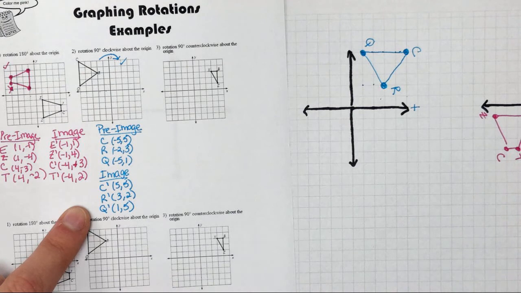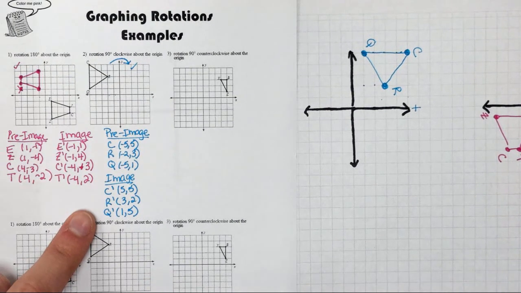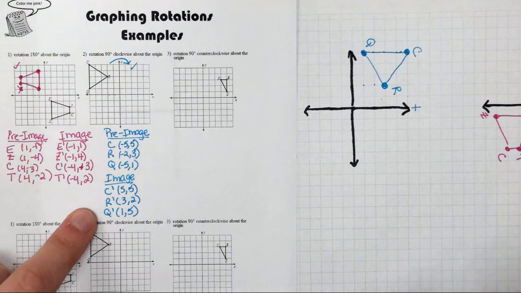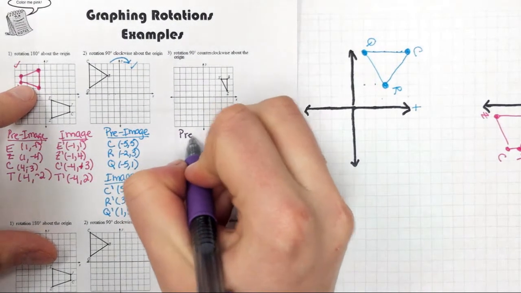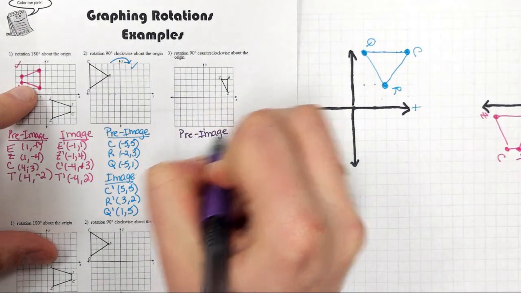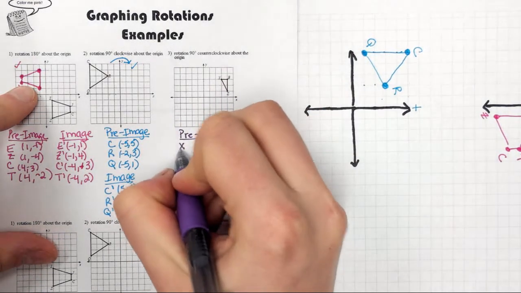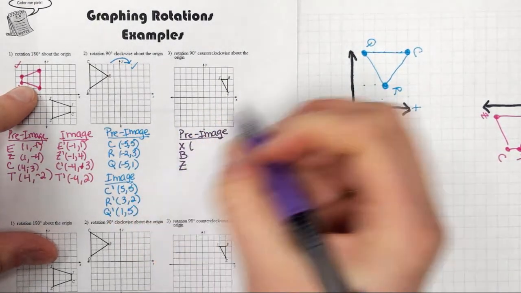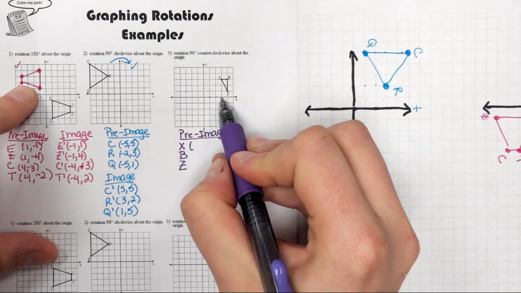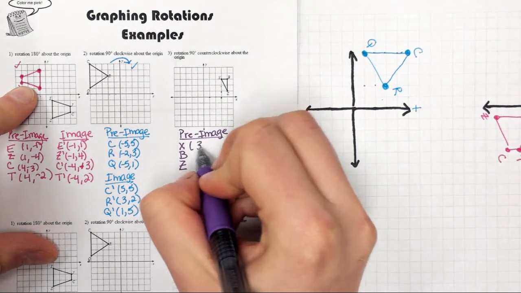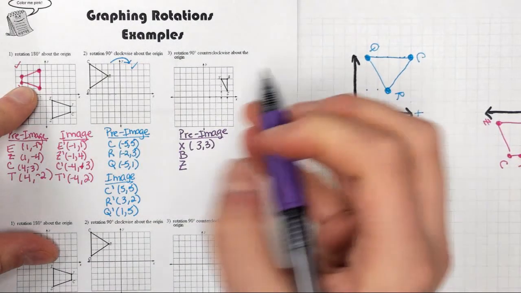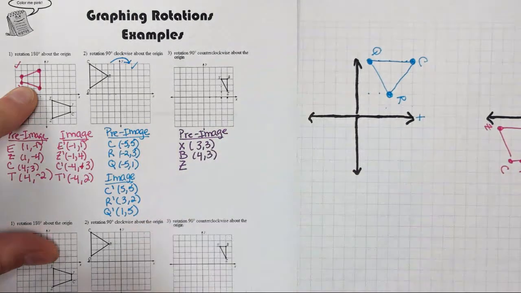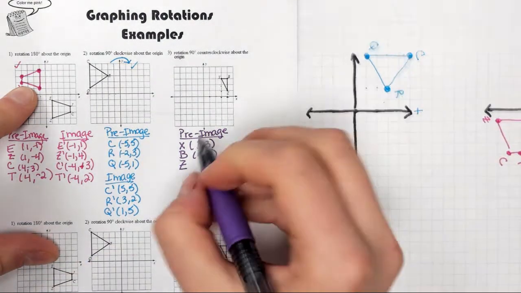Okay. Last example, we're going to do a 90 degrees counterclockwise rotation about the origin. And again, I have a little triangle here. So I'm going to write the coordinates for my pre-image. Read those off of the graph. I have X, B, and Z. So X is at the point 3, 3. B is at the point 4, 3. And Z is at the point 4, 1.